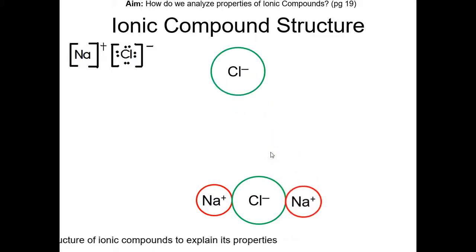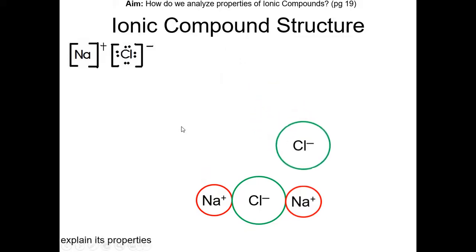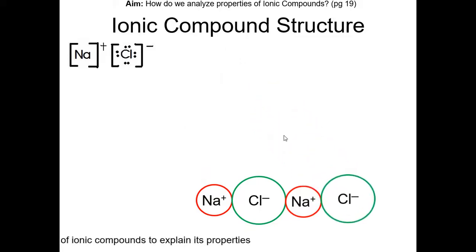What if we have another chloride ion? Which ion is it going to bond with? It's going to bond with the sodium. So if there are more ions, they will continue the ionic bond.